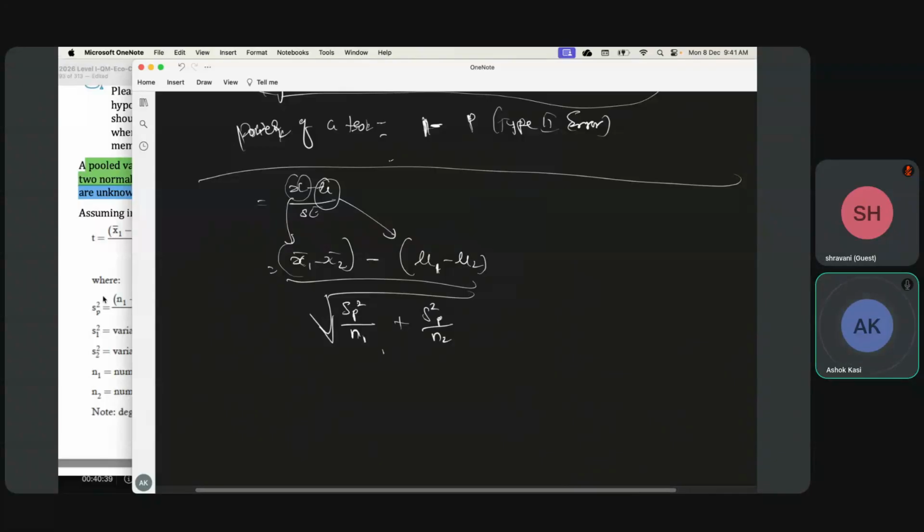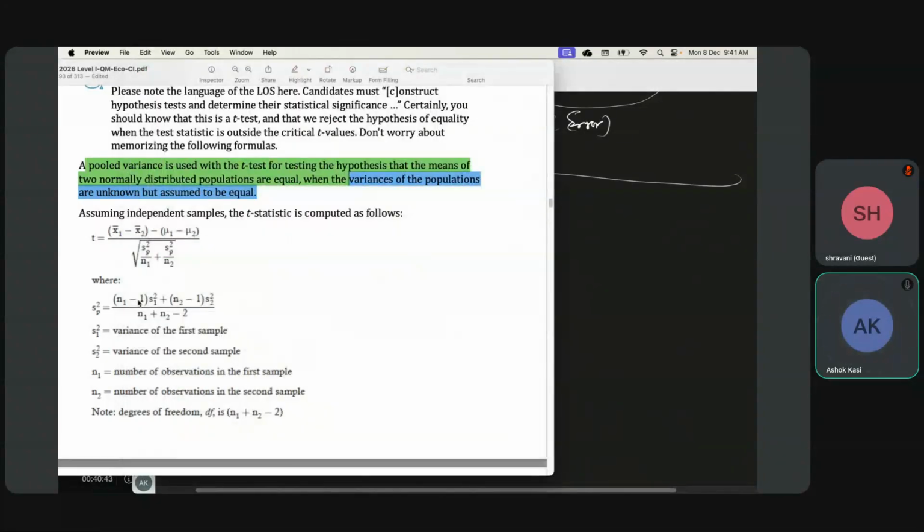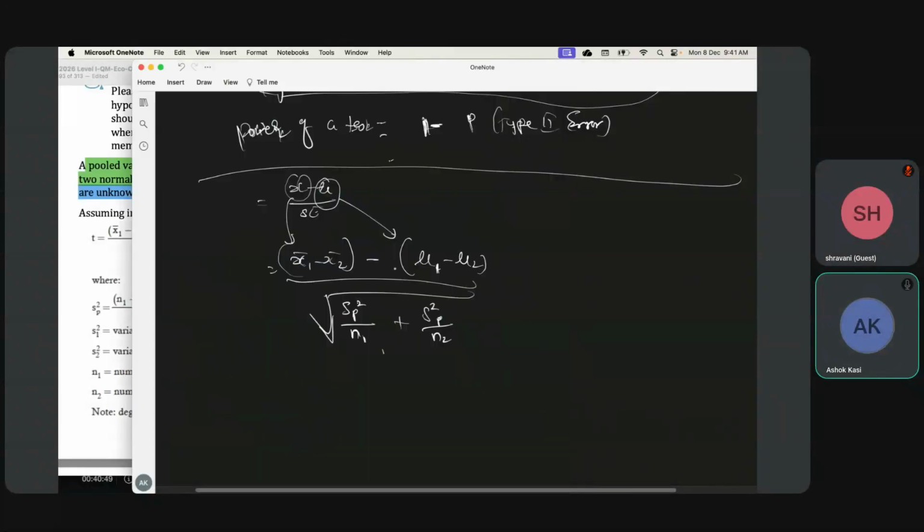This is the pooled variance, and the pooled variance formula is also given over here. Suppose the variances were assumed to be unequal, then the formula would change. Instead of the pooled one, I would copy the same thing here, and here it would be the first sample's variance and then the second sample's variance. This way we would have changed it.